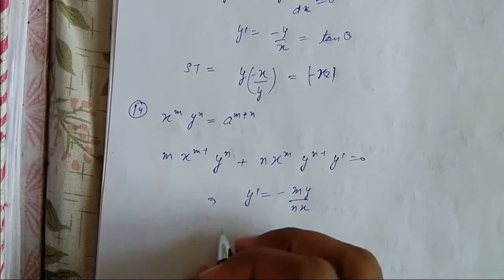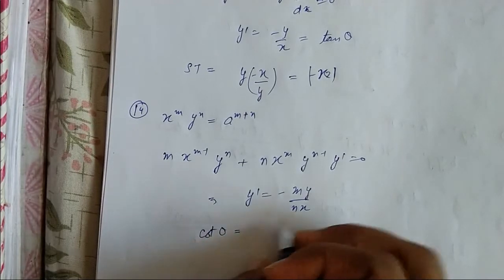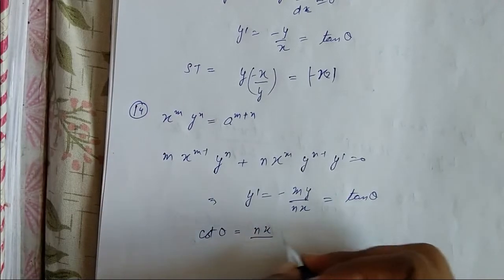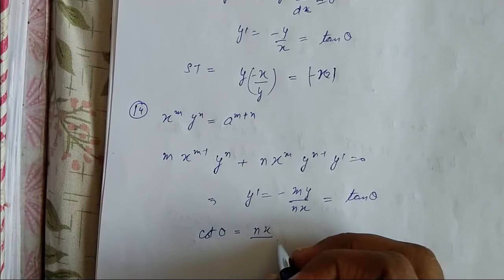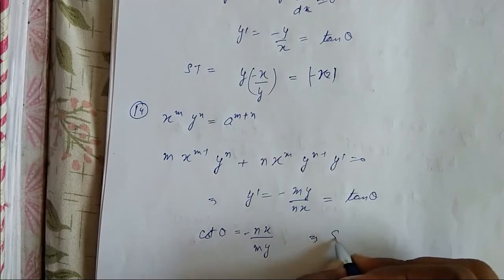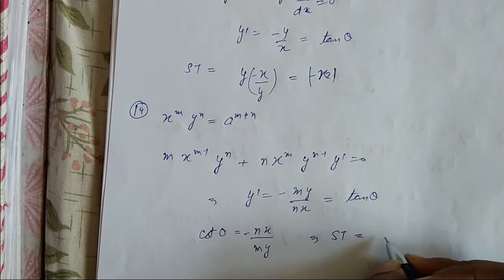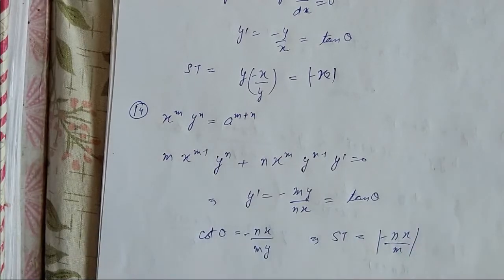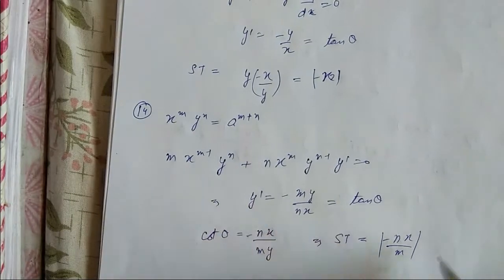We also know that cot theta, this is tan theta. Okay, so we can calculate cot theta as minus nx by my. We know that length of subtangent is equal to y cot theta, hence minus nx upon m with the modulus sign. Okay, now we can see the x over here, which is the abscissa of the point. Moving on to the next question, question number 15.